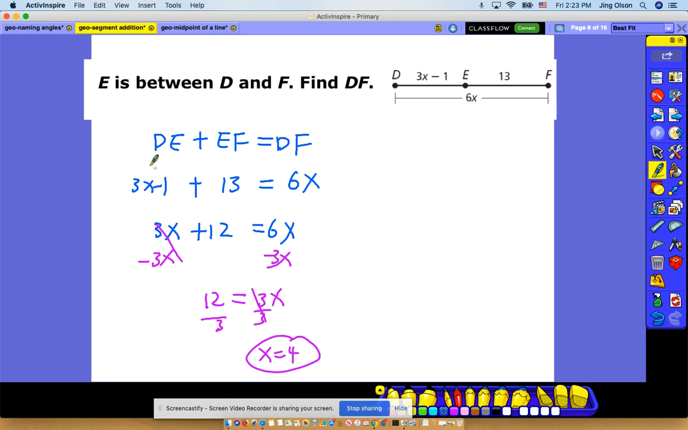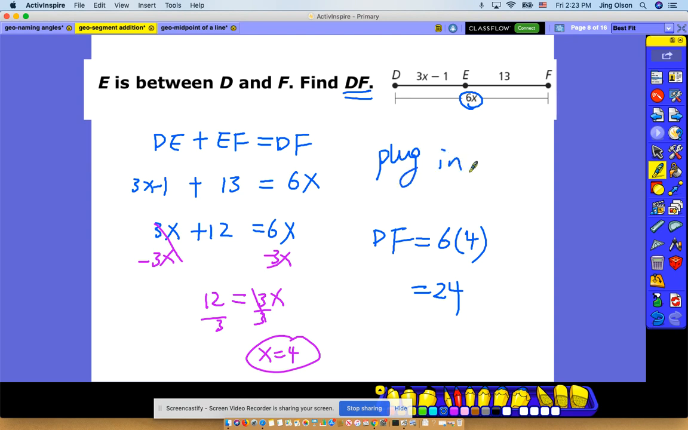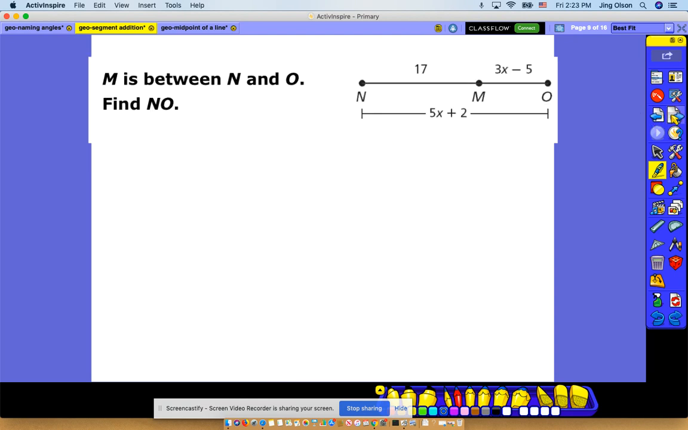So do you think we're finished? You're almost finished, right? You found x is 4, but you need to find DF. What is DF? DF is 6x, right? You're going to plug the 4 into the x. So it'll be 6 times x. X is 4. 6 times 4 is 24. We remember to plug in to find the final answer.